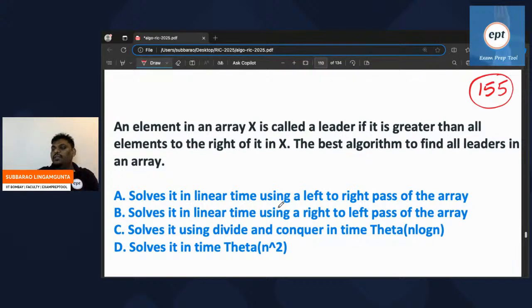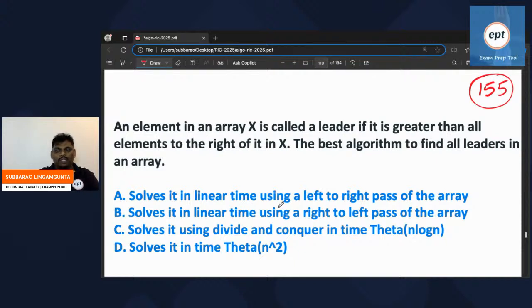An element in an array X is called a leader if it is greater than all elements to the right of it in X. The best algorithm to find all leaders in an array is: solves it in linear time using a left to right pass of the array; solves it in linear time using a right to left pass of the array; solves it using divide and conquer in time theta of n log n; solves it in time theta of n square.